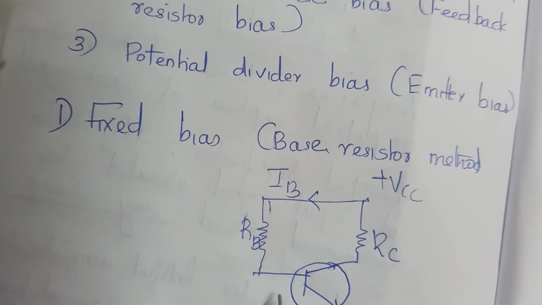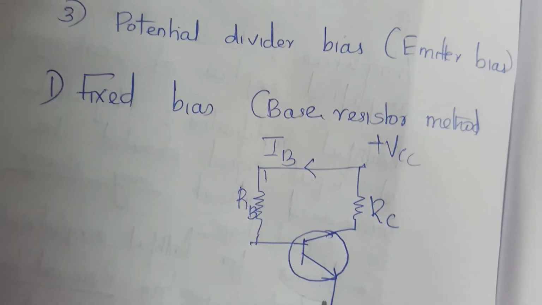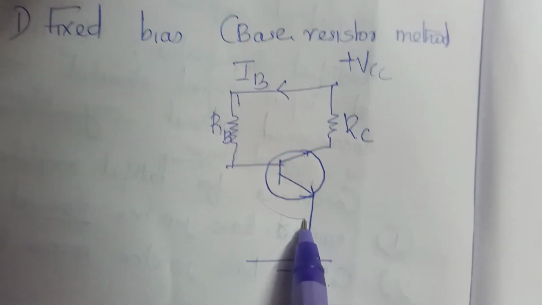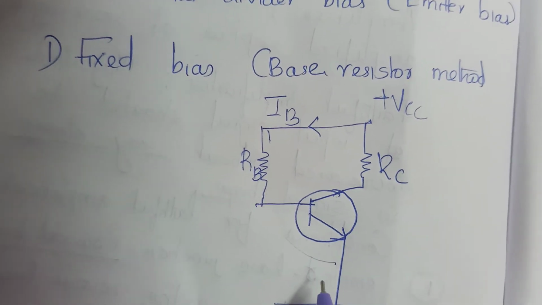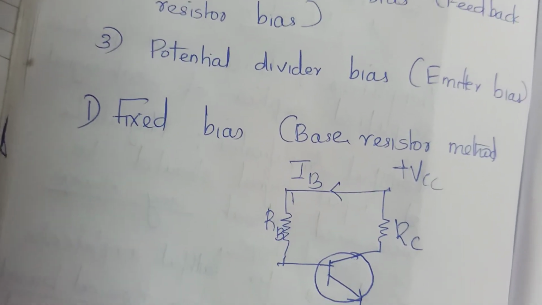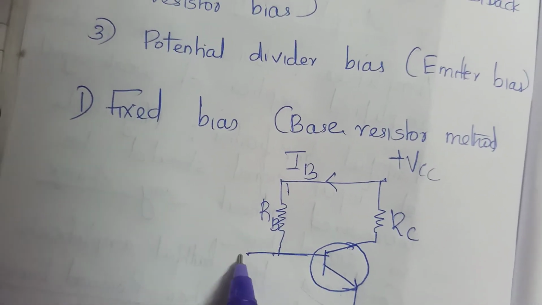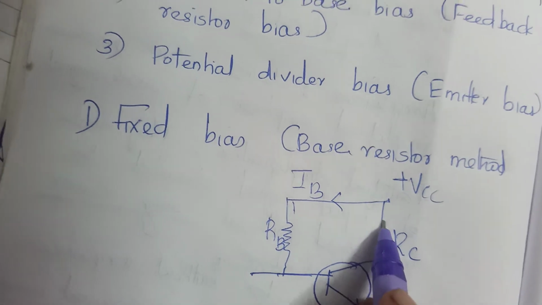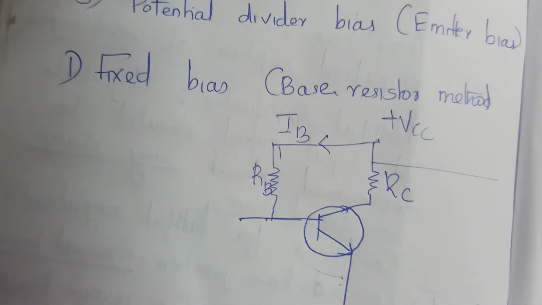Now, this is the base, this is the emitter. This base emitter junction is forward biased, that is the input junction is forward biased, which is the required condition for faithful amplification. Let's go for the circuit analysis. We are giving input to the base and emitter and taking output across the collector and the ground, or collector and the emitter.